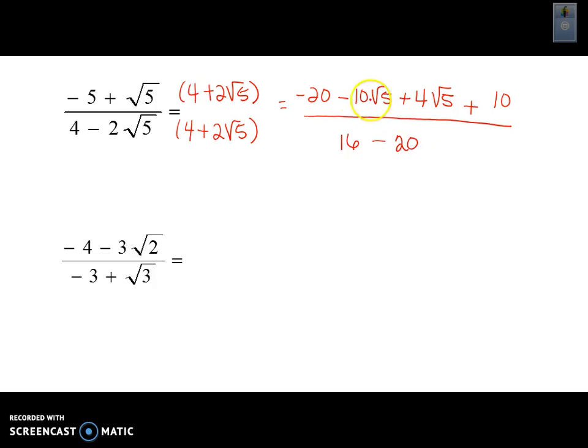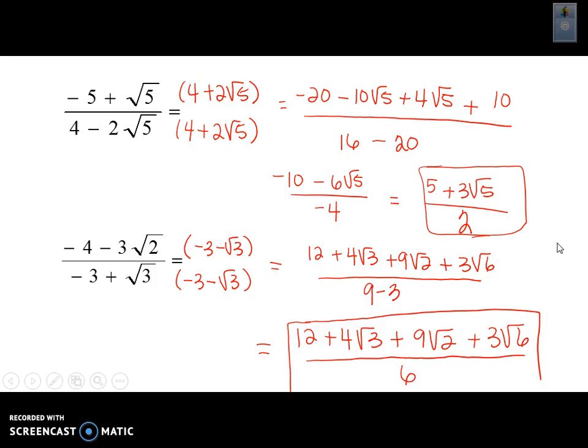So now we can combine some like terms. -20 plus 10, so it's a -10. And then -10 plus 4 is a -6 square root of 5, all over 16 minus 20, which is going to be a -4. Then we can reduce. So 10, 4, and 6 all divide by 2. And those negatives will cancel out, so we've got a positive 5 plus 3 square root of 5 over 2 as our final answer. Okay, so I'm going to let you do this next one again, and then we will look at the final answer together.